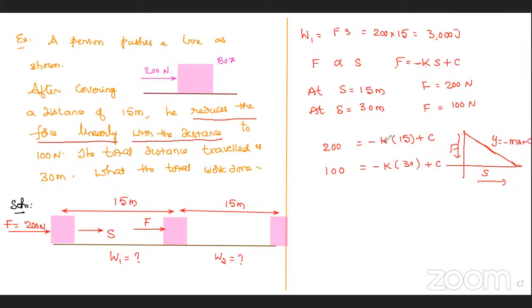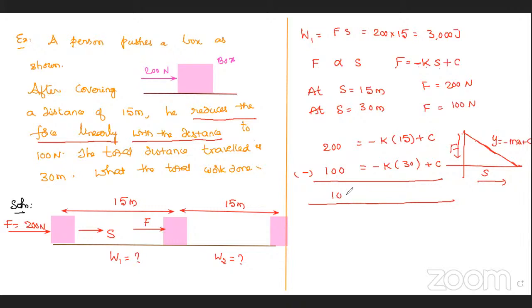Sir, what is the K value? I don't know. What is the C value? I don't know. Then how do you calculate, sir? Simple. Two unknowns are there, two equations are there. You can solve them. How, sir? Simple. Subtract the two equations. Oh, yes, correct, sir.